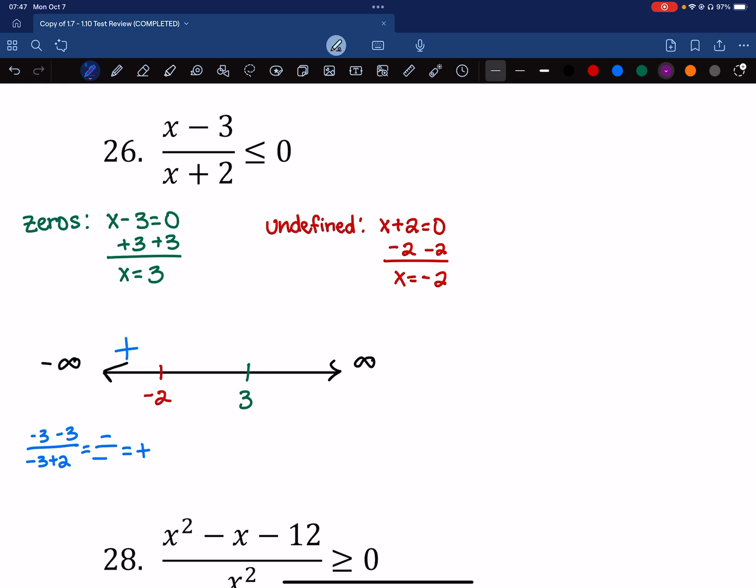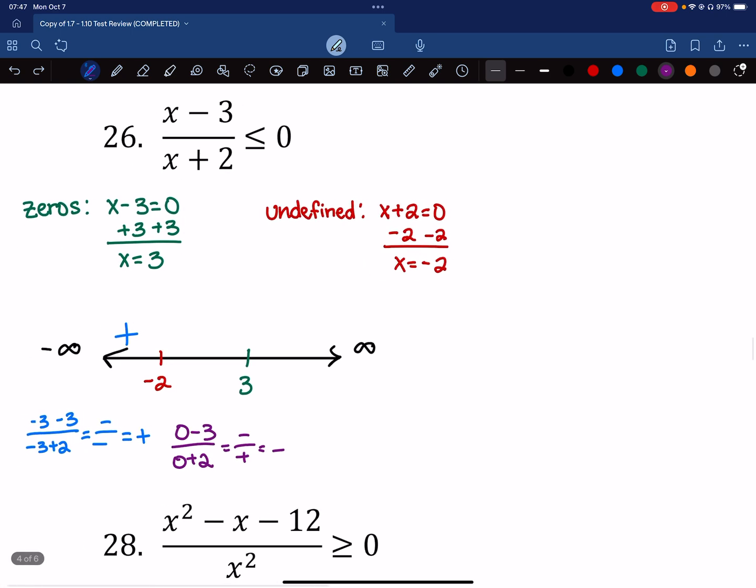Looking at the next one, negative 2 to 3, I would plug in 0. So 0 minus 3 is negative, 0 plus 2 is positive. A negative divided by a positive is a negative. And on that interval, this would be negative. If I look at my last interval, 3 to infinity, I could plug in 4. So 4 minus 3 over 4 plus 2. That would be a positive over a positive, which equals a positive.